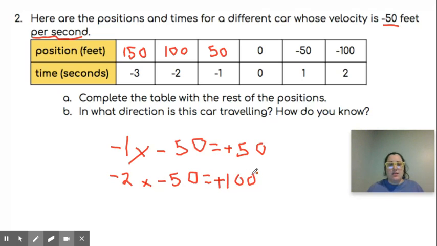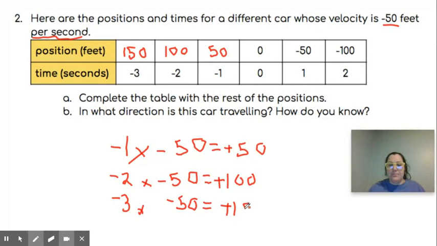And last but not least, we said -3 times -50 is +150. So you should notice a pattern in this.